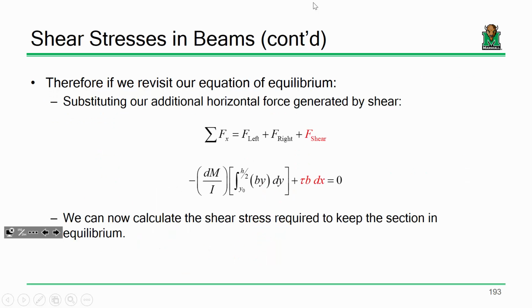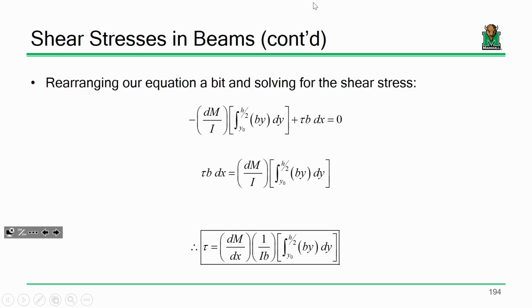Everybody good? All right. So now I've got sum of forces in the x direction, the force on the left plus the force on the right plus shear. I got something else to deal with. Now let's see what's going on. Now I think we can determine how much this shear stress needs to be so that the sum of forces equals 0. So what we got going on? Well, take this, rearrange it a little bit, and there you go. So what did I do? I took all this, brought it over here, and I divided by b dx. And here's what I got.